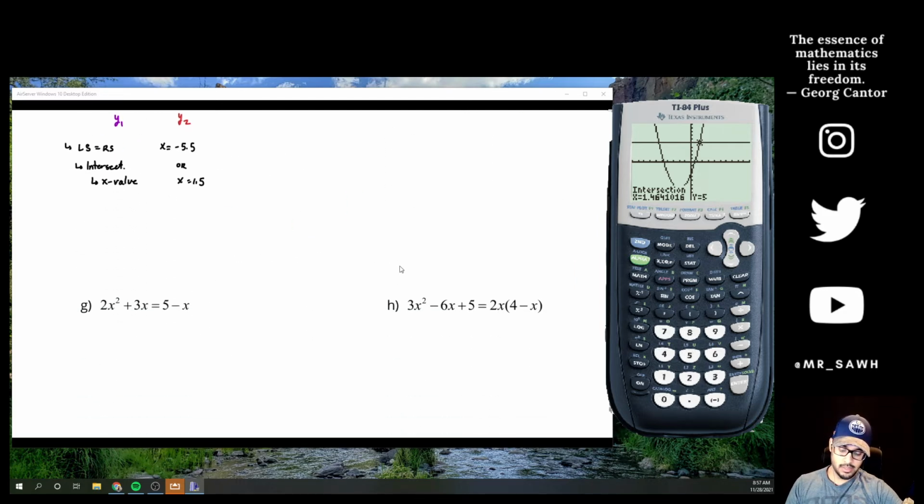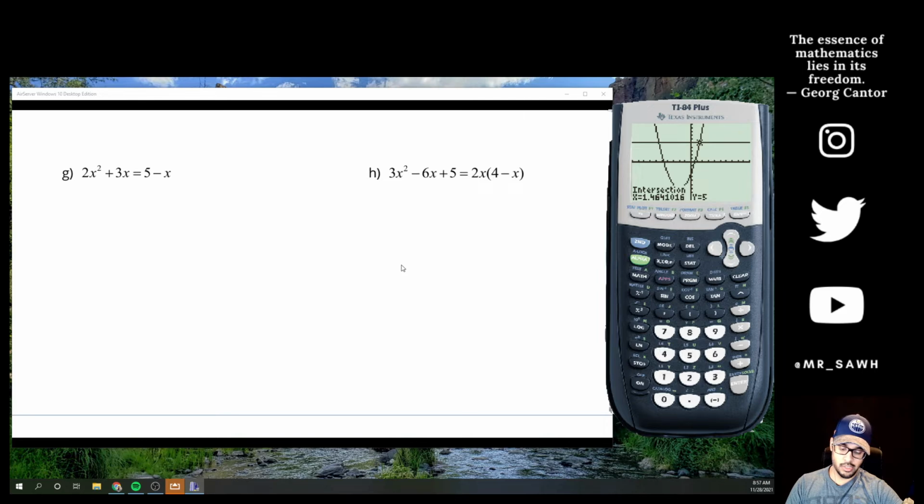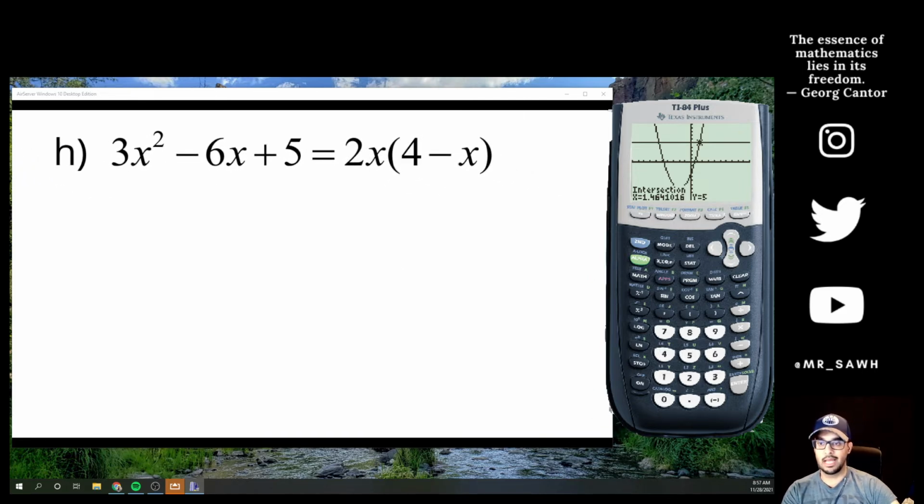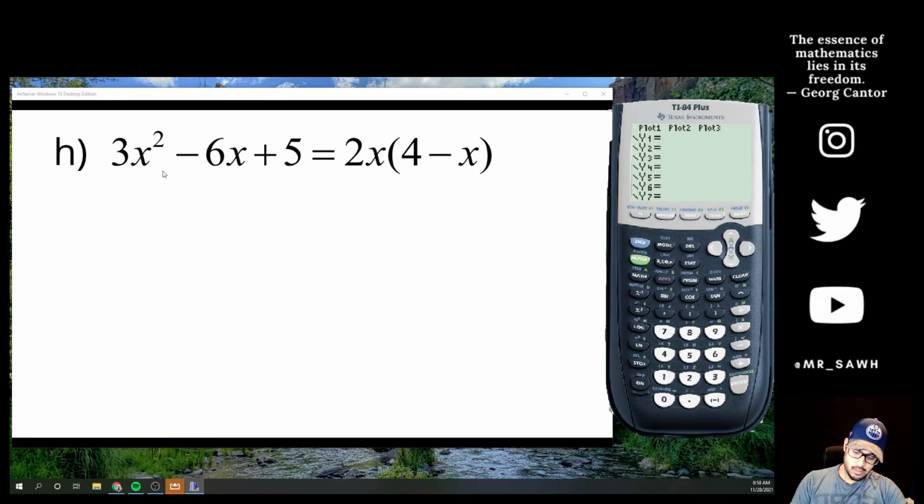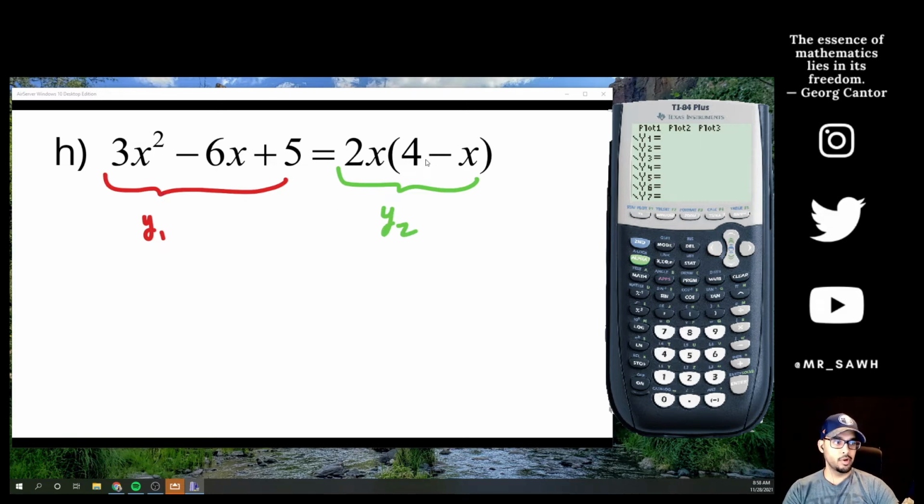Now you can do this with expressions as well. So even for h, for example, if it looks something like this, well, I can still graph this. So we'll do this one together as well. And I think that's honestly the end, takes us to the end of this video. So we'll do the same thing. So this is going to be y1, and the right side of the equation just make something else, y2. And we can put it in exactly how it looks. So 3x squared minus 6x plus 5.